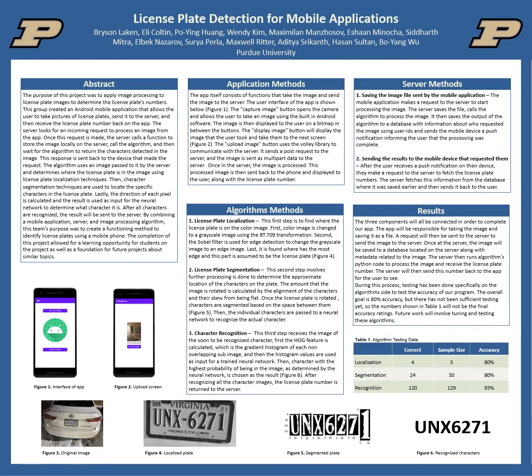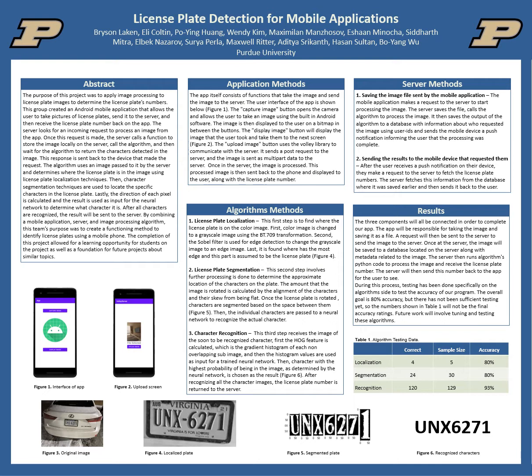The second step is license plate segmentation, and this involves further processing that is done to determine the approximate location of the characters on the plate. The amount that the image is rotated is calculated by the alignment of the characters and their skew from being flat. Once the license plate is rotated, characters are segmented based on the space between them, and that's shown in Figure 5.